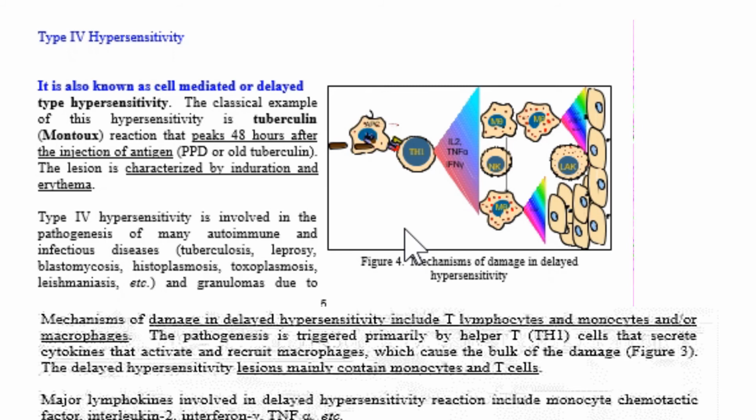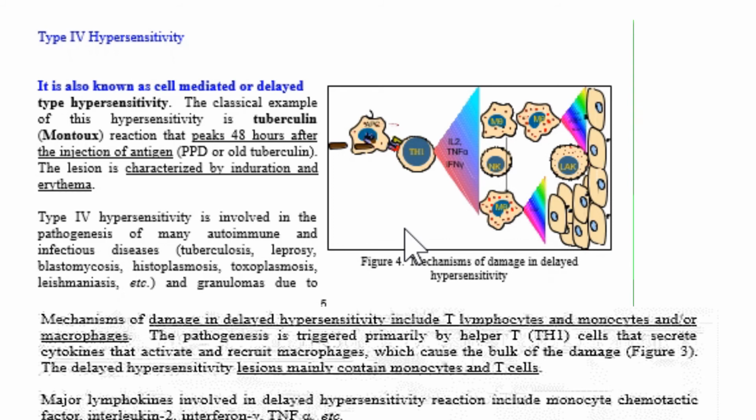The lesion is characterized by induration and erythema. The size of induration may reflect the severity of the disease. Usually, skin induration of more than 12 millimeters is indicative of active infection.